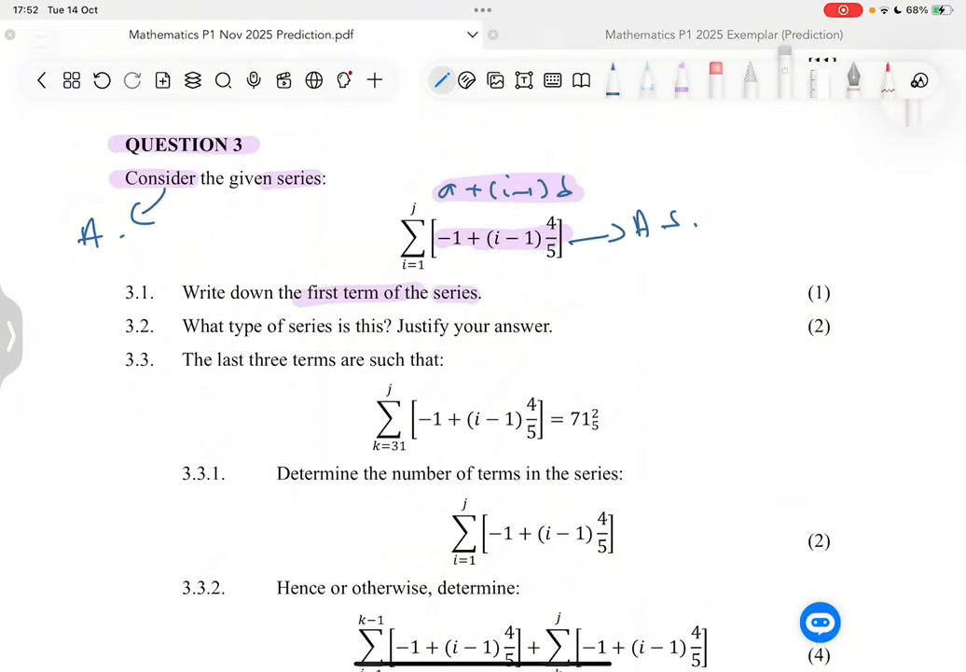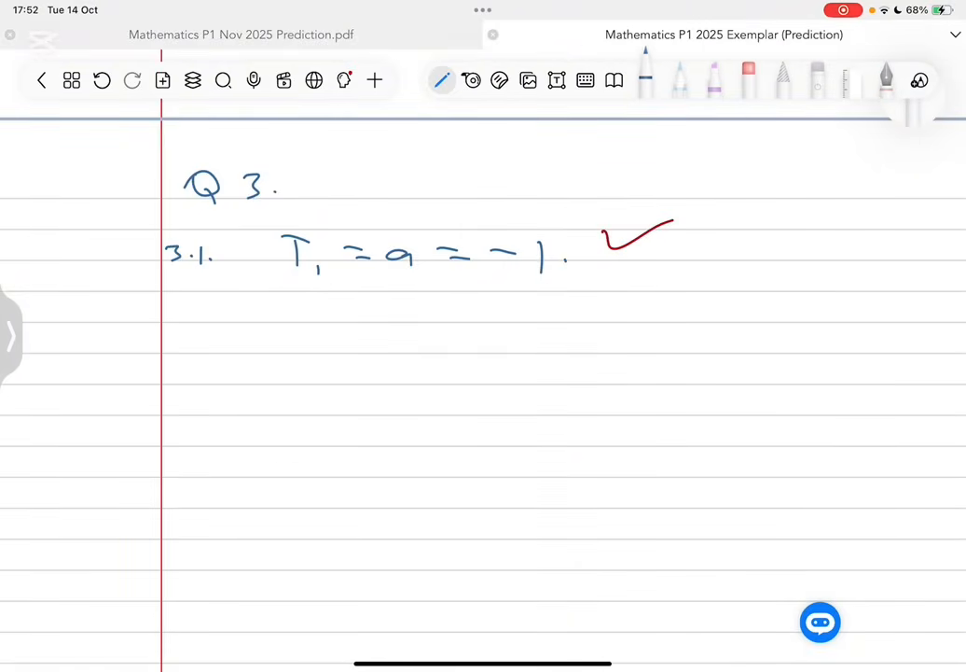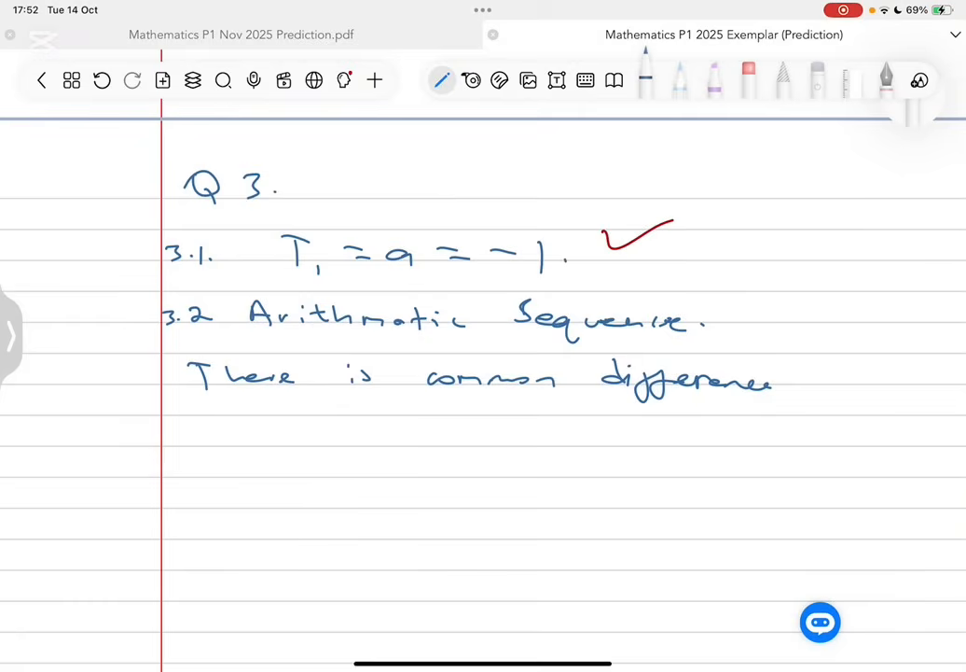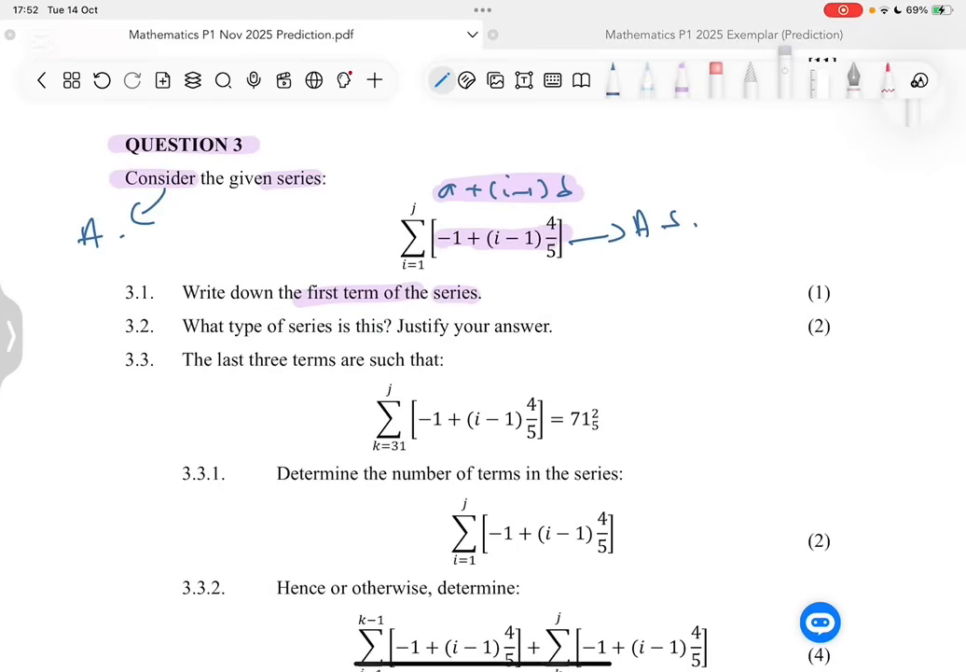Now, the second question, 3.2, asks us what type of series this is. Then they need us to justify the answer. Already we said that this is an arithmetic sequence, and the reason for that is because there is a common difference of 4/5. How do I know that? Because I said the d here would be the 4/5.